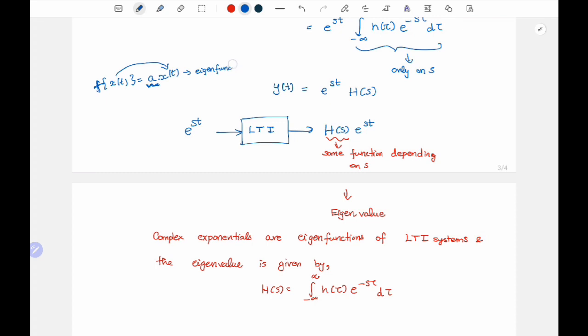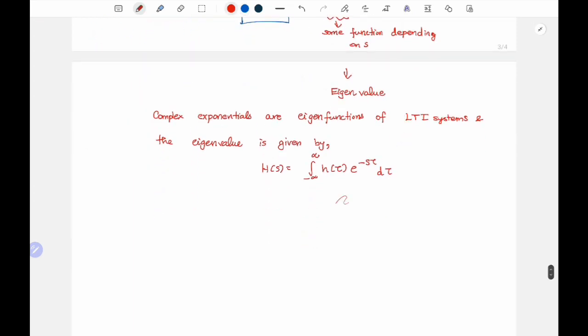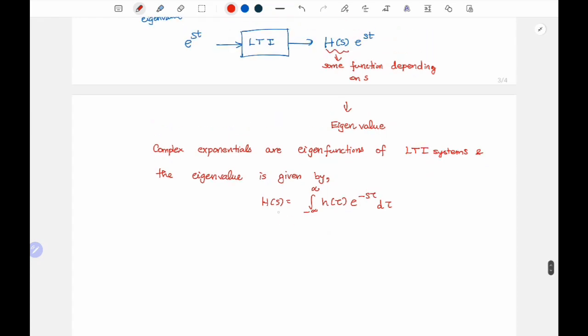Eigenfunction, eigenvalue. Okay, so now it is interesting. If the input is e^{jωt}, this s will just change to jω, and the eigenvalue becomes the integral from minus infinity to infinity of h(τ) e^{-jωτ} dτ.